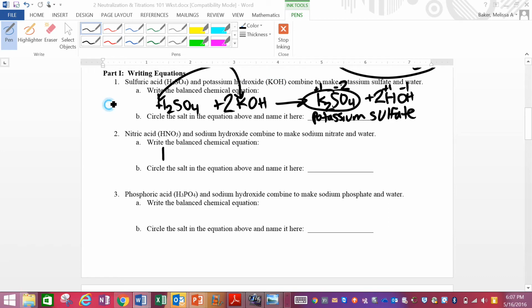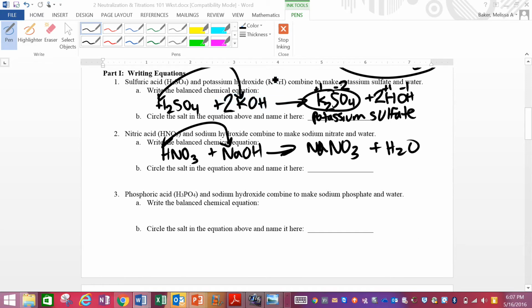How about nitric acid, HNO3, and sodium hydroxide? Na and H switch places. Now we've got NaNO3 and H2O. Now we've got to check and see if we're balanced here. We've got one of everything, we're balanced. Circle the salt. We made sodium nitrate.